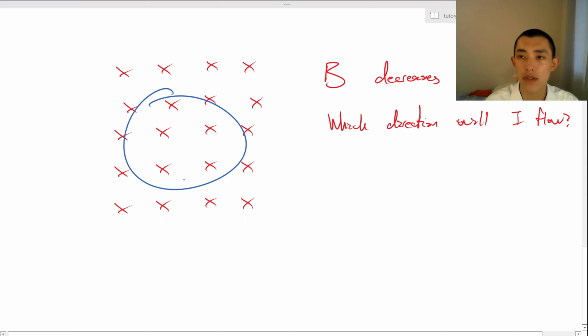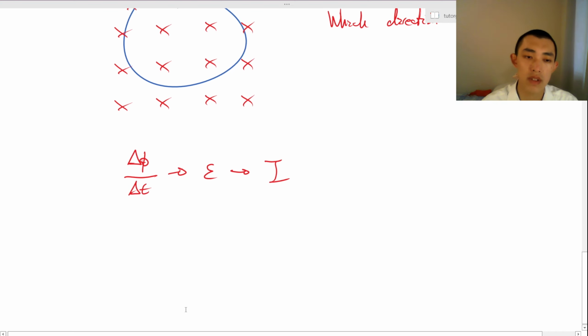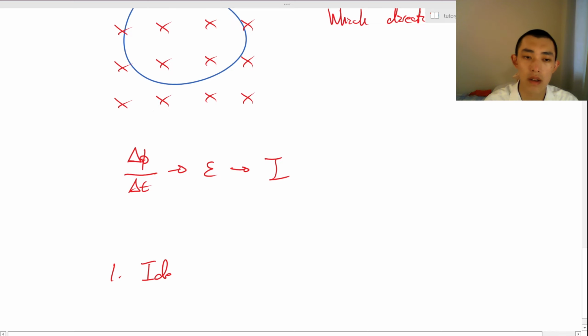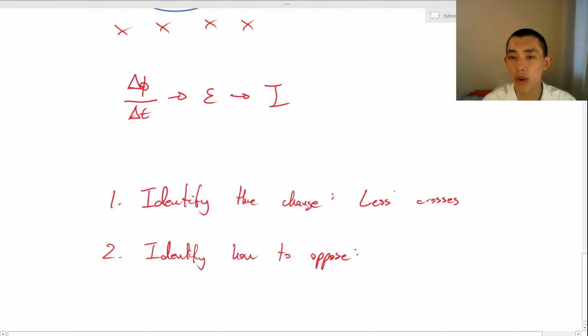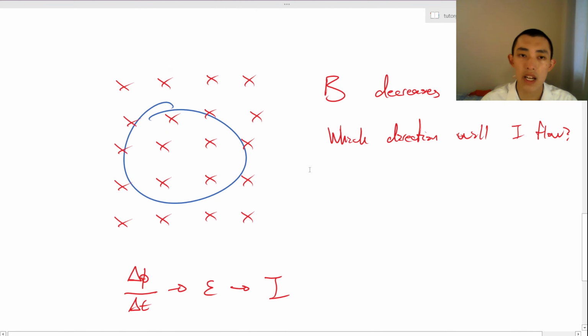Well, first of all, why is there a current in the first place? There's a change in flux over time. We have less crosses. That leads to an EMF by Faraday's law, which leads to a current. And the question is, current clockwise or anti-clockwise? So step one is to identify the change. The change was less crosses. So how are we going to oppose a decrease in crosses? Identify how to oppose. This should be quite obvious. If there's less crosses, you want to increase crosses. So the question is, how can we increase crosses?